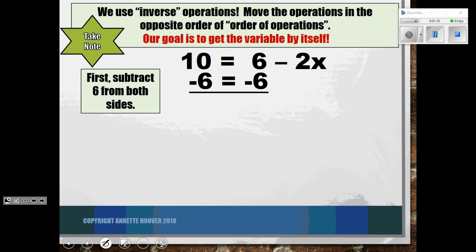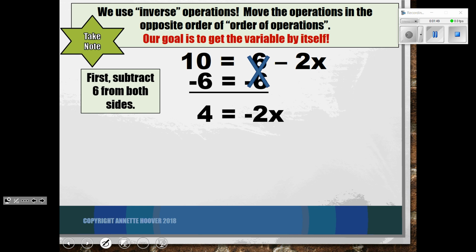So what does that look like when we subtract 6? Now remember that what you do to one side of the equation, you must do to both sides of the equation to keep both sides equal to each other. So here if we subtract 6 from both sides of the equation, we're going to have 4 left on the left side, and the 6 minus 6 becomes 0, so it goes away, and what's left is a -2 times x. X is still not by itself, it's being multiplied by a -2.